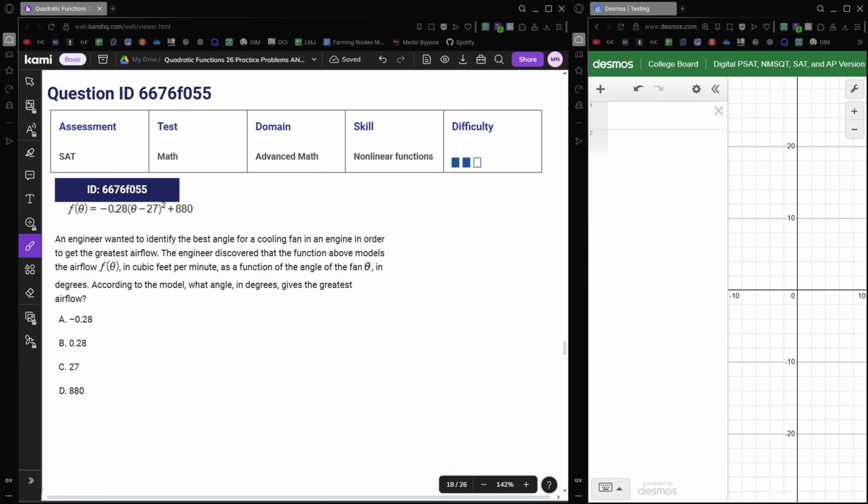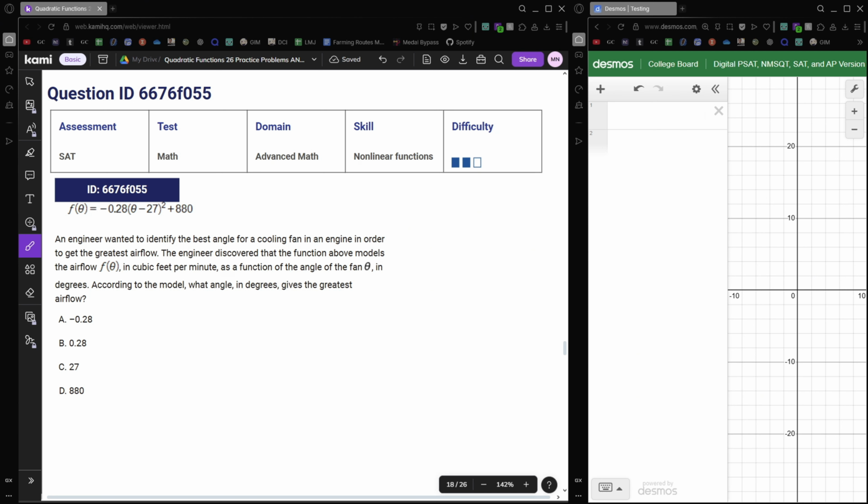Question number 18. An engineer wanted to identify the best angle for a cooling fan in an engine in order to get the greatest airflow. The engineer discovered that the function above models the airflow, f of theta, in cubic feet per minute as a function of the angle of the fan, theta, in degrees. According to the model, what angle in degrees gives the greatest airflow?